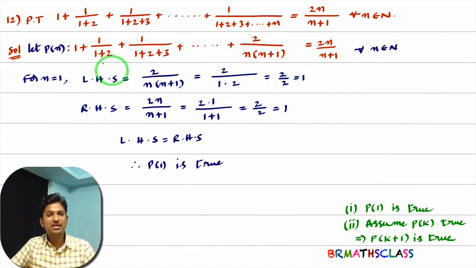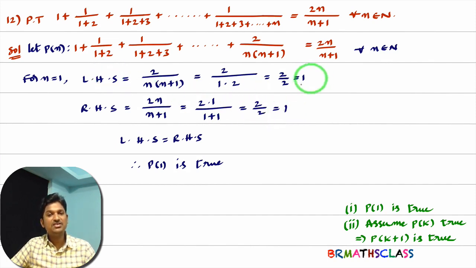Now RHS. In the P of n, you consider RHS. What is RHS? 2n divided by n plus 1. In this, wherever n is there you write 1. 2 into 1 divided by 1 plus 1. That is nothing but 2 by 2. 2 by 2 is 1.